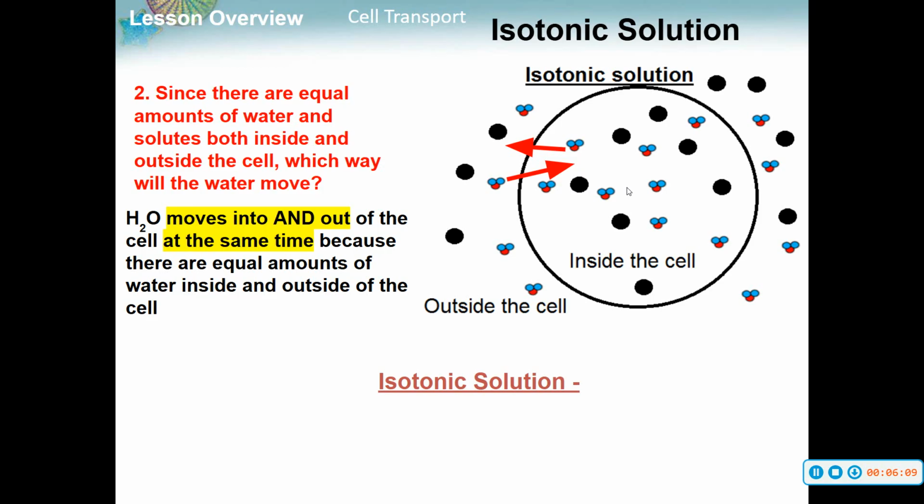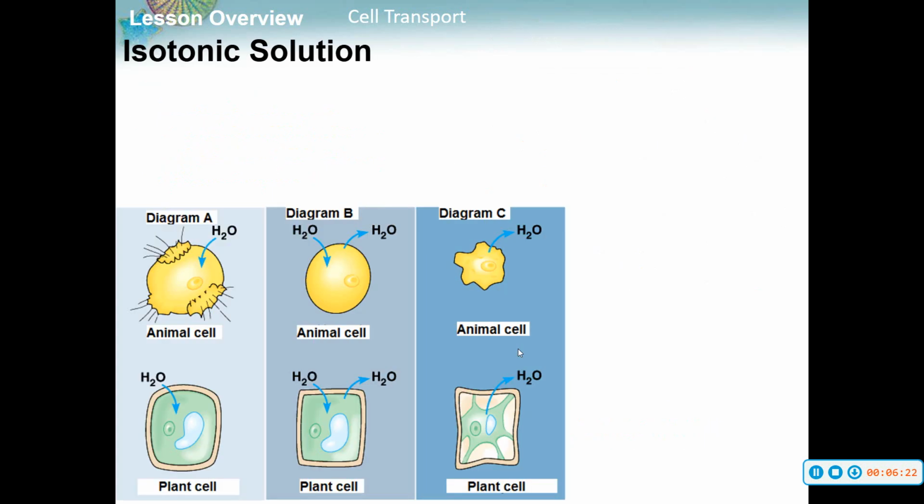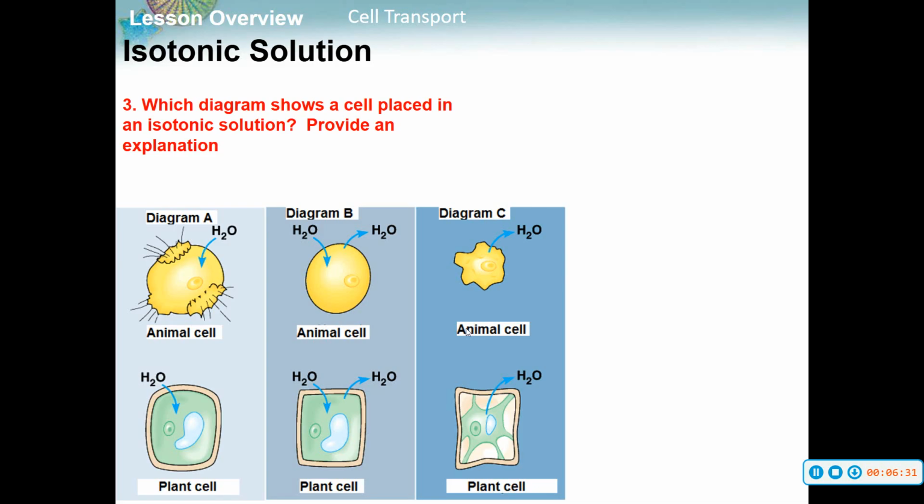So what the definition is when a cell is placed in an isotonic solution, the solution has equal amounts of solutes and water in and out of the cell. So let's take a look, because you're either going to draw this out in your notes, okay, of what happens to a cell when it's placed in an isotonic solution, or you can write it out.